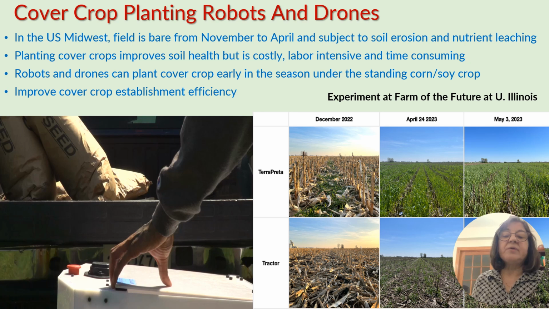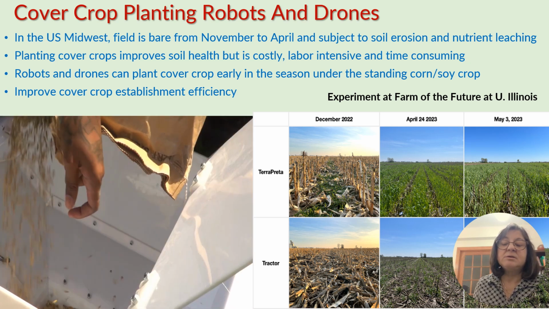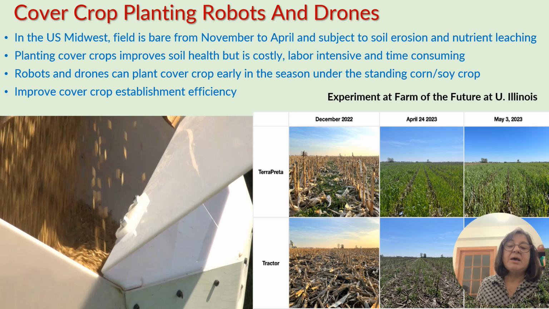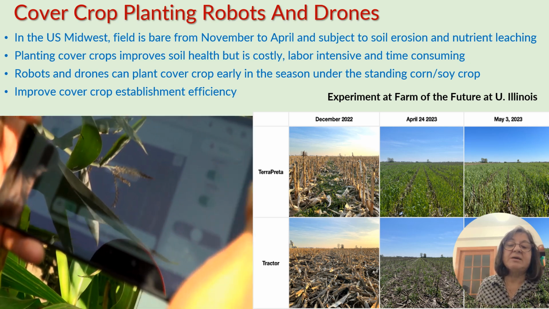Another example is cover crop planting robots and drones. In the US Midwest, crop land and fields are left bare for almost 6 months, from November to April. And during that time, these fields are subject to soil erosion and nutrient leaching. So planting cover crops during the winter improves soil health and can prevent nutrient leaching and provide other ecosystem services, but it is costly, labor intensive, and time consuming. So robots and drones can plant these cover crops early in the season while the crop is still standing, and this improves cover crop establishment and efficiency.